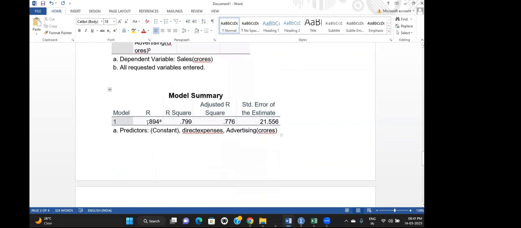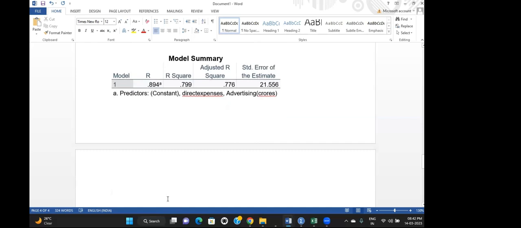So what does this do? This value is the value of correlation, right? And this R square, here we will take the adjusted R square. So what does it mean? It means that the direct expenses and advertisement are able to explain 77.6%. So how will you write this? You will write: direct expenses and advertisement could explain 77.6%.